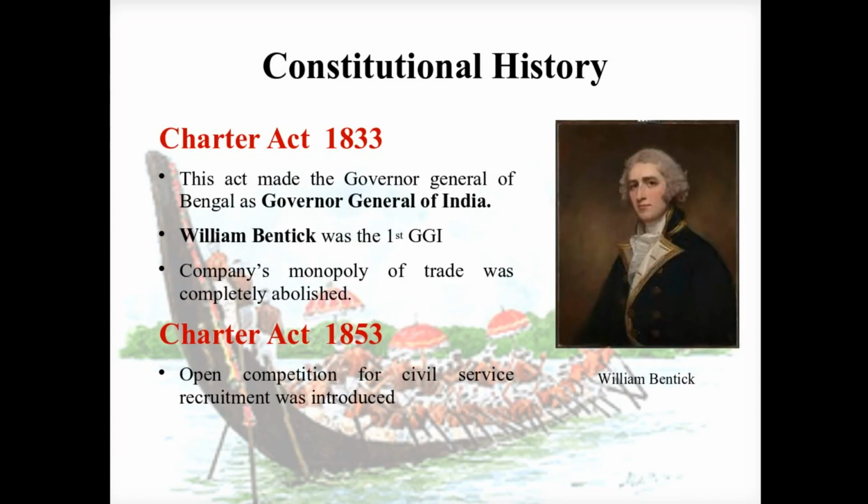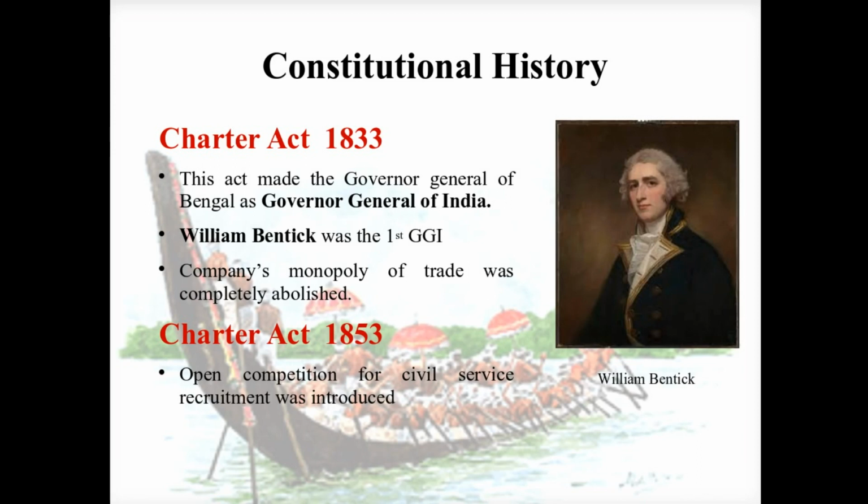Charter Act 1833, also known as the St. Helena Act 1833 or the Government of India Act 1833, was passed by the British Parliament to renew the charter of the EIC. This act made the Governor General of Bengal the Governor General of British India. William Bentinck was the first Governor General of British India.